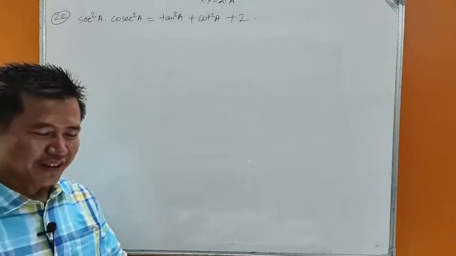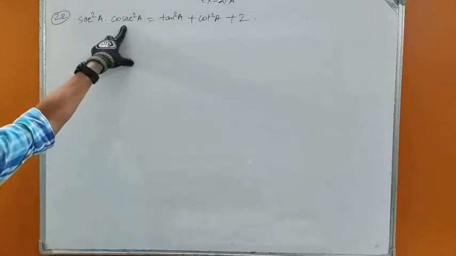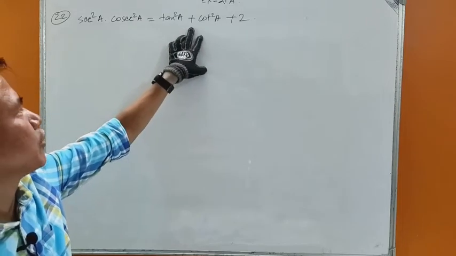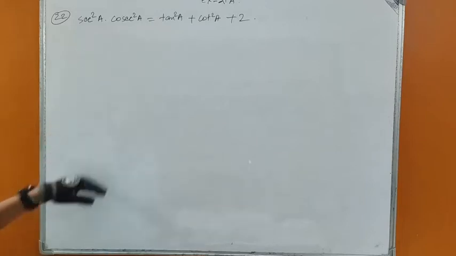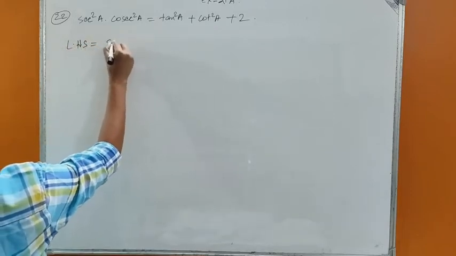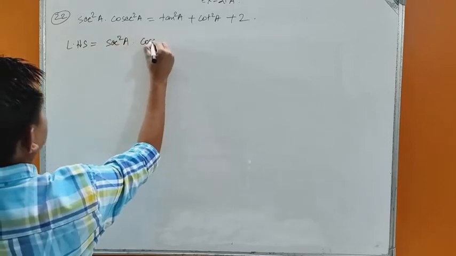Okay, now let us do the next question. We have sec square a into cosec square a in the left hand side, and we are asked to prove this equals tan square a plus cot square a plus 2, isn't it? So LHS equals sec square a into cosec square a.